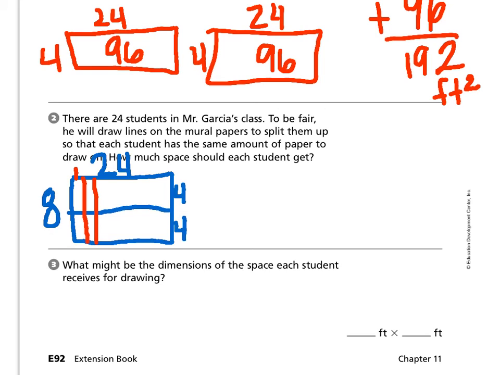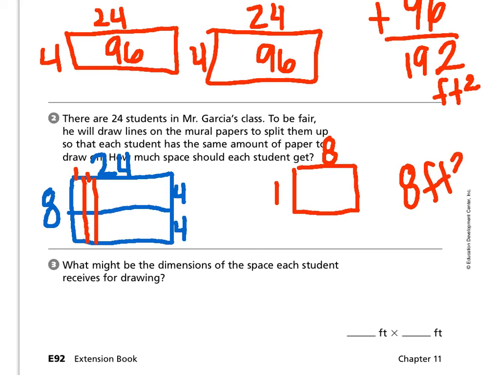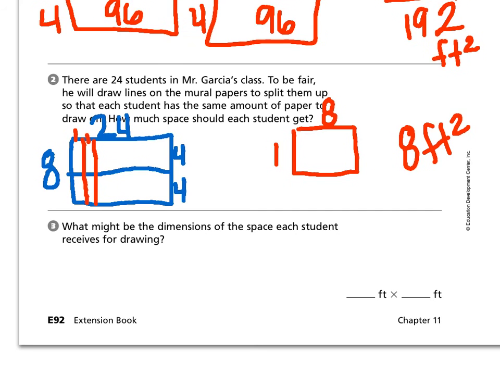So if you divided these up into 24, each one would have a 1 by 8 that they would be painting, which would be 8 feet squared. You could also find that by taking 192 and dividing it by 24 students.